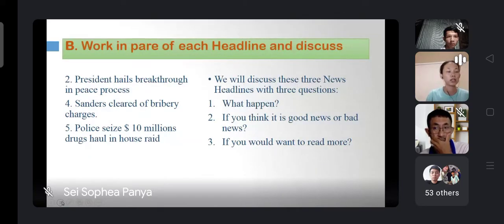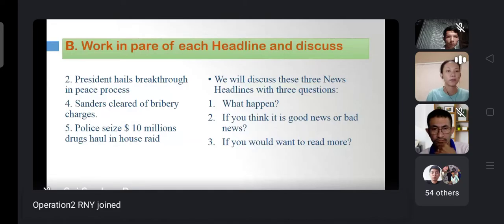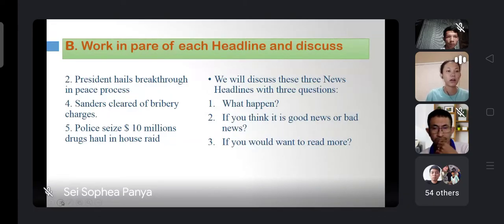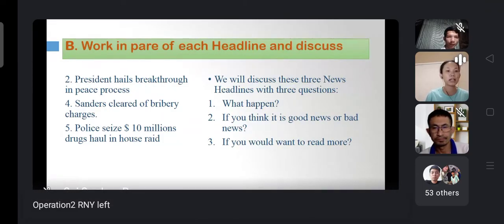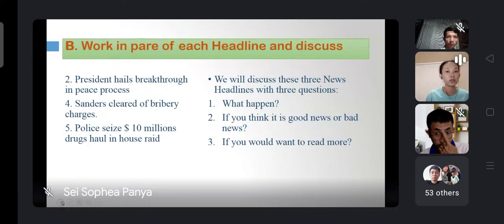And move to section B, work in pairs on each headline. In section B, we discuss just three headlines according to three questions. Question number 1, what happened? Number 2, whether you think it is good news or bad news. Number 3, whether you would want to read more. For questions 2 and 3, for all three headlines, I think it is good news and I want to read more about this news. And I will detail what happened in these three news headlines.